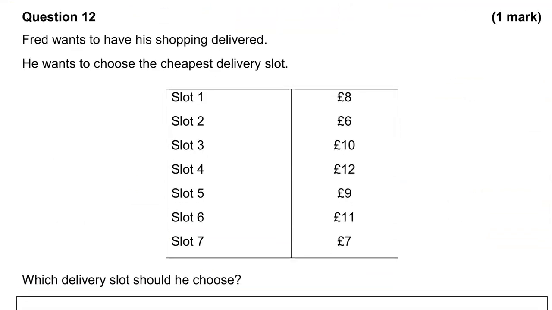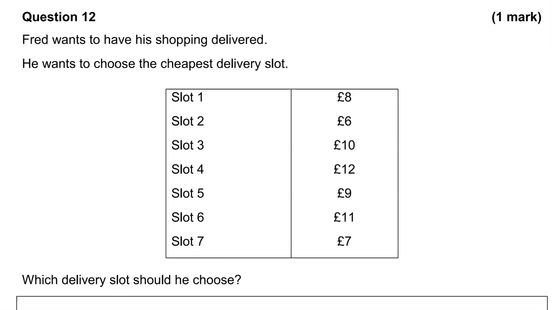Fred wants to have his shopping delivered. He wants to choose the cheapest delivery slot. So we've got slot 1, £8, slot 2, £6, slot 3, £10, slot 4, £12, slot 5, £9, slot 6, £11, slot 7, £7. Which delivery slot should he choose?